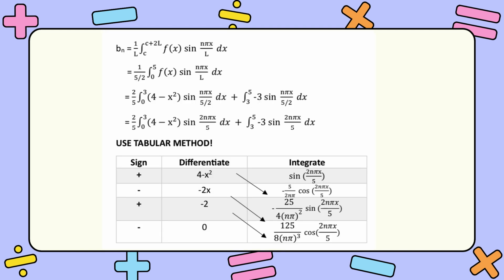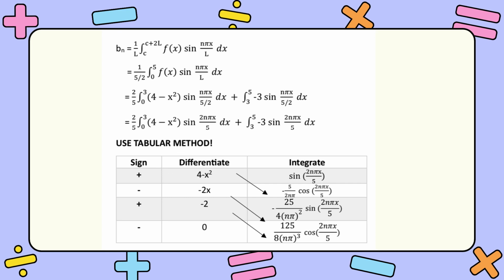Next, I calculated the value of bn. So the formula is 1 over L, integrated over the range of C to C plus 2L, f(x) sin(nπx/L) dx. So the difference between bn and an is just the sine and cos. For an it is cos and for bn it is sine. So I substituted all the values and I got 2 over 5, integral from 0 to 3 of (4 minus x squared) sin(2nπx/5) dx, plus integral from 3 to 5 of negative 3 sin(2nπx/5) dx.